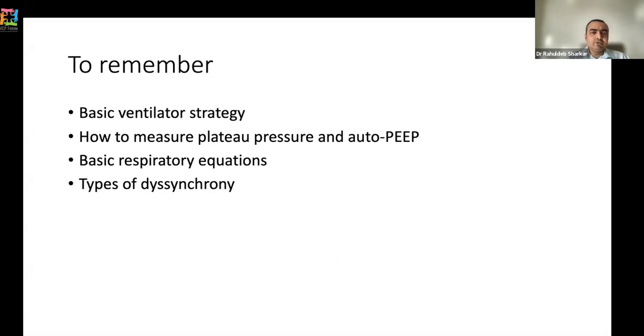And to conclude, we have come to about 55 minutes. So we just need to remember that the basic ventilatory strategy, we just have to get it right, and how to measure different pressures, we have to get it right, transpulmonary pressure, etc. And we have to remember the basic respiratory equations, we will get a question from those, the ones that I mentioned, maybe some more I haven't mentioned, Laplace's law, etc. And then the types of dyssynchrony, there will be some questions there. So we have to prepare for these.